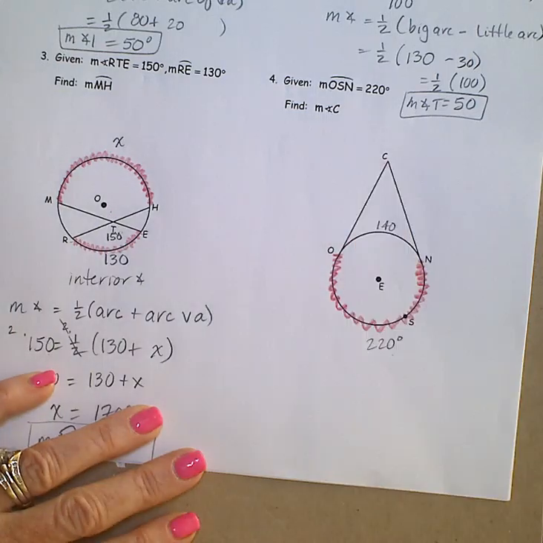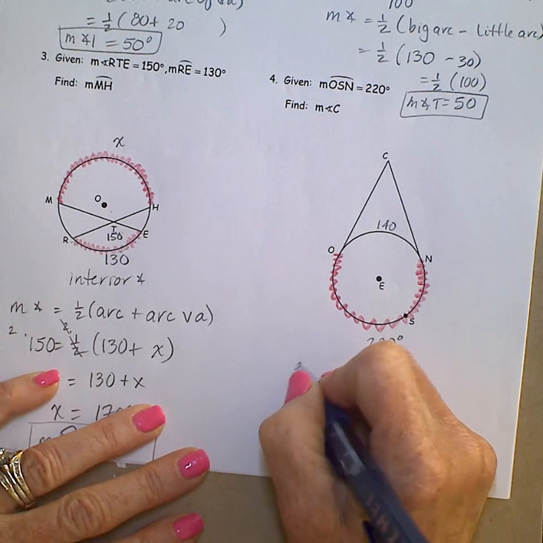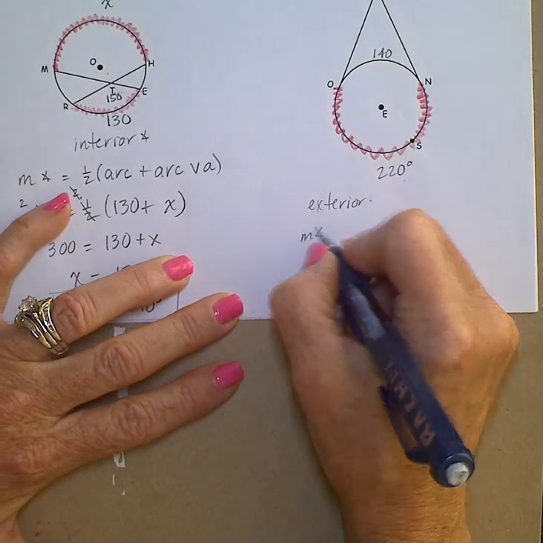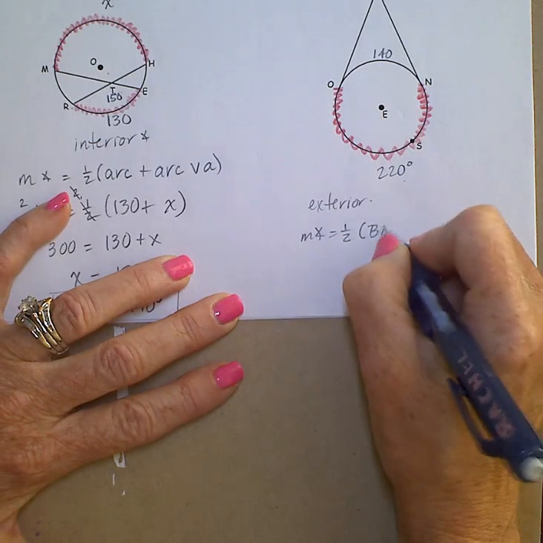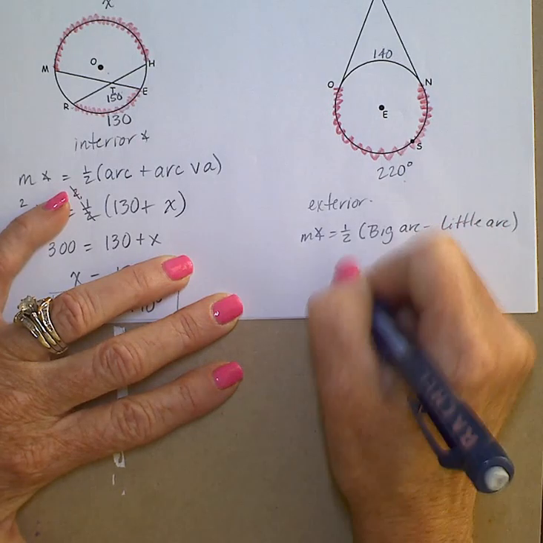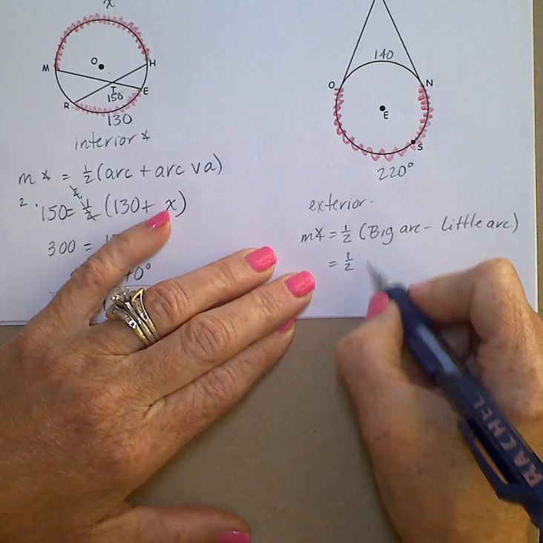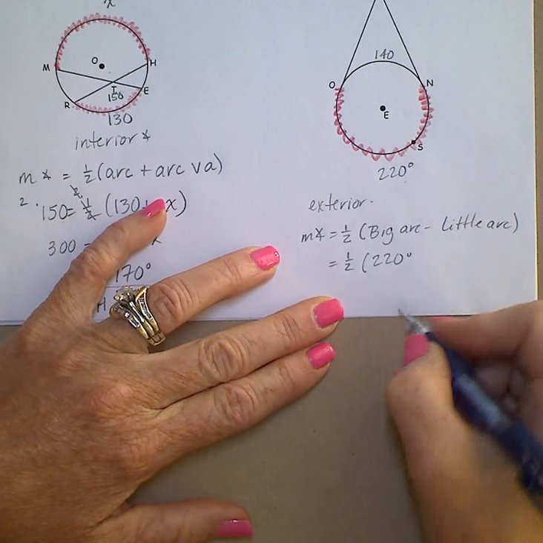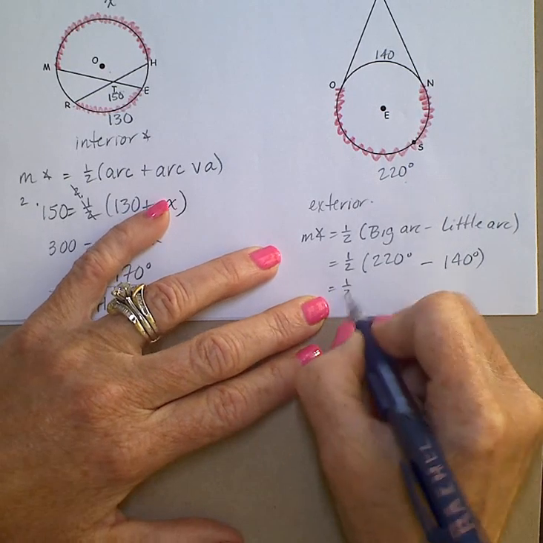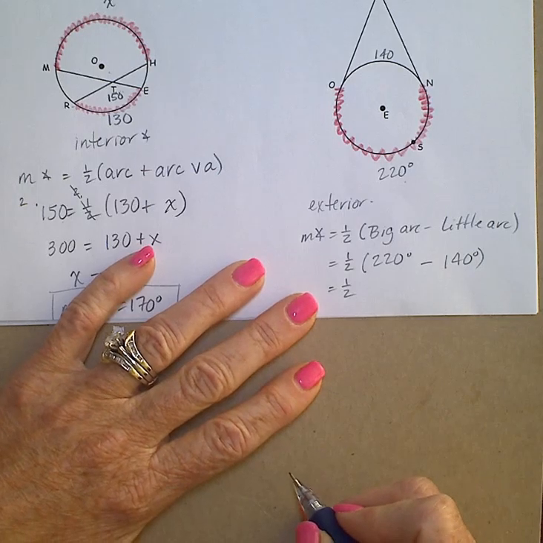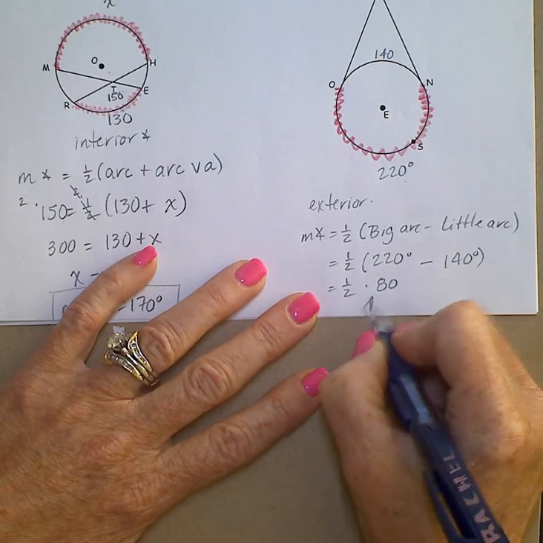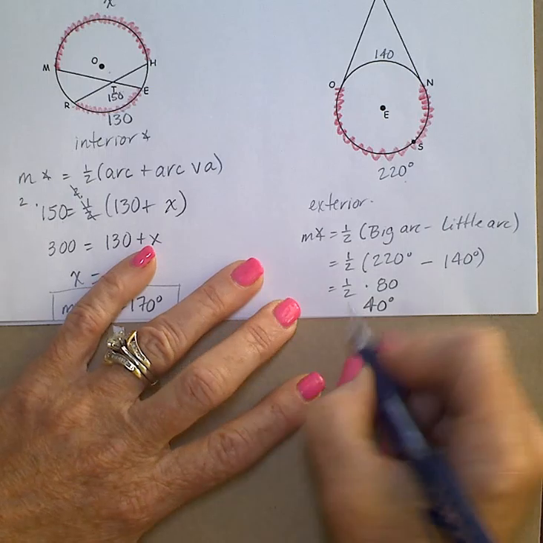What kind of angle is angle C? Exterior. And we know that the measure of an exterior angle is 1/2 the big arc minus the little arc. Big arc, 220, minus the little arc, 140, and 220 minus 140 is 80, half of 80, 40. There's the measure of angle C.